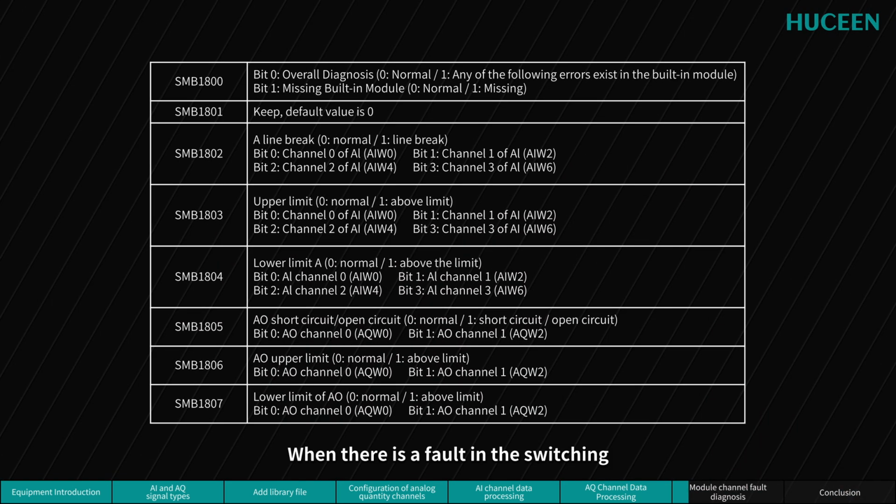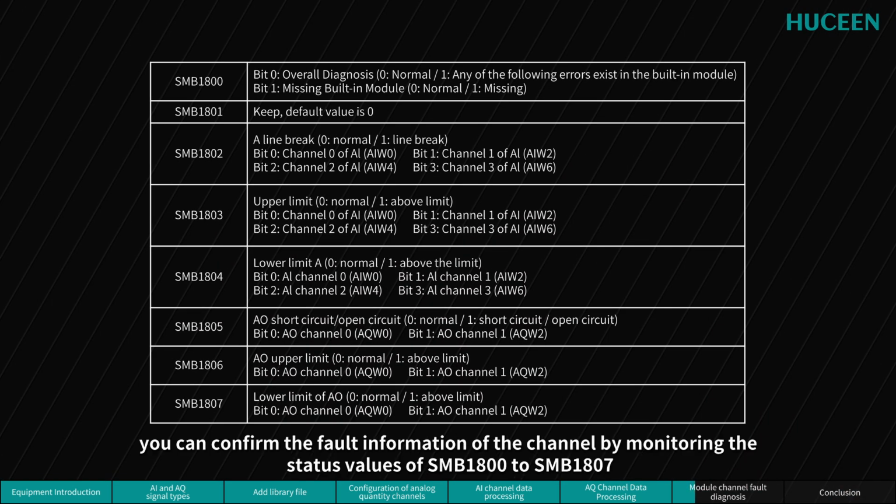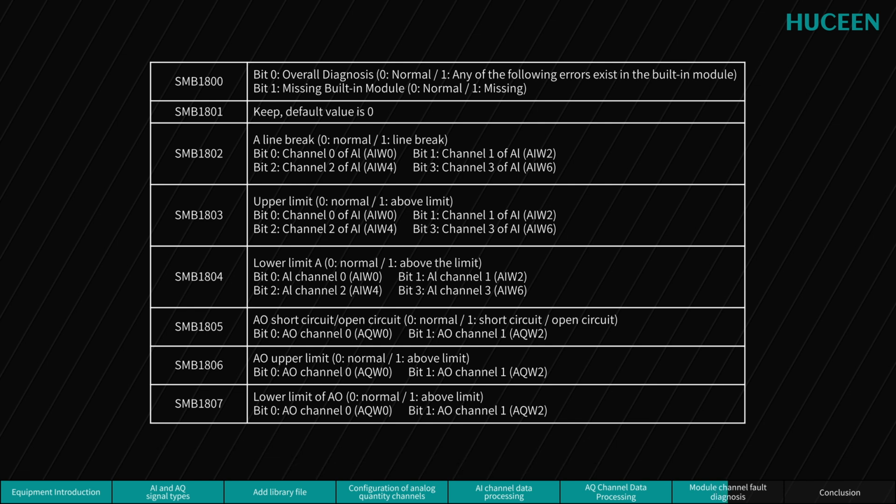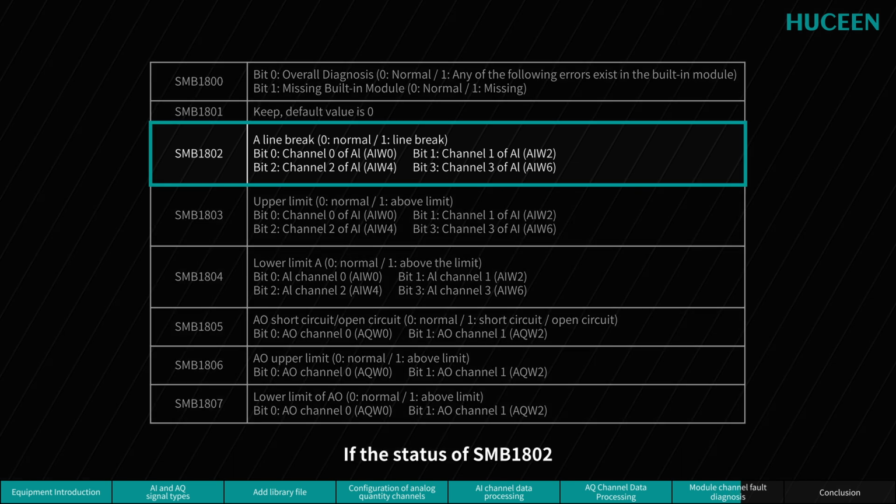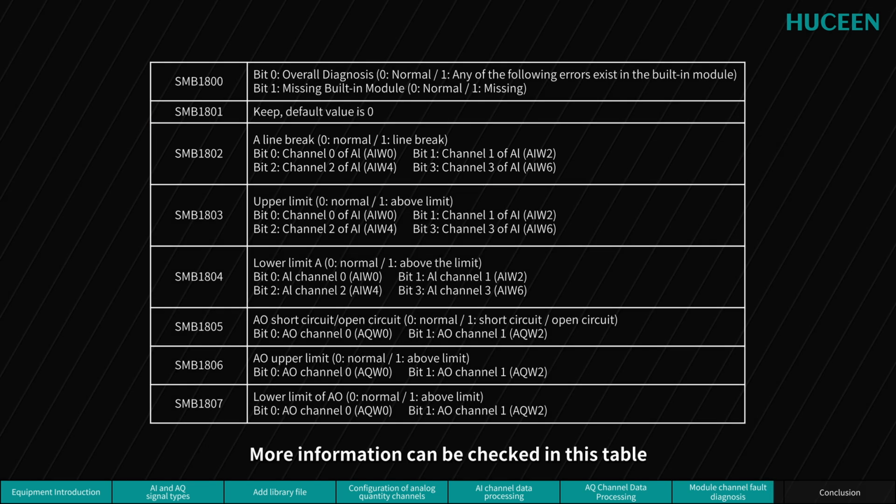When there is a fault in the switching, you can confirm the fault information of the channel by monitoring the status values of SMB1800 to SMB1807. The fault information is shown in the figure. If the status of bit 0 of SMB1802 is 1, it indicates that the AIW0 channel has a broken connection. More information can be checked in this table.